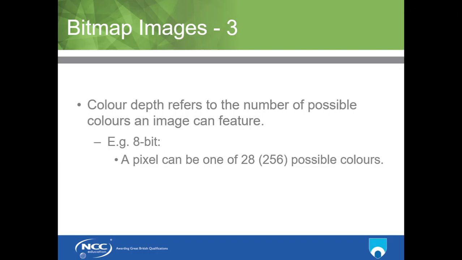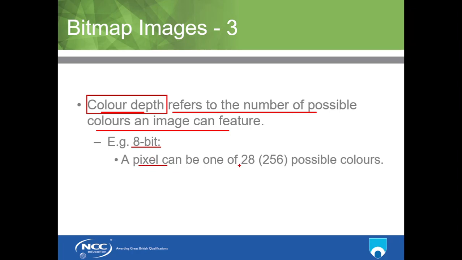Now, with bitmapped images, the color depth refers to the number of possible colors an image can feature. So the term here that you need to understand is color depth. Now, we have 8-bit images. We have 24-bit images. So, for example, for an 8-bit image, a pixel can be one of 256 possible colors. That is 2 raised to power 8. You're going to get 256. So an 8-bit image is going to have any particular square be one of the 256 colors.